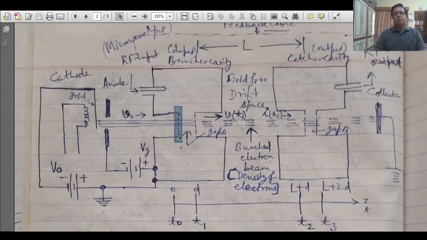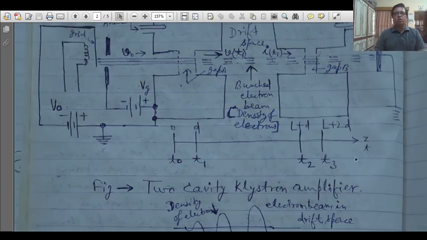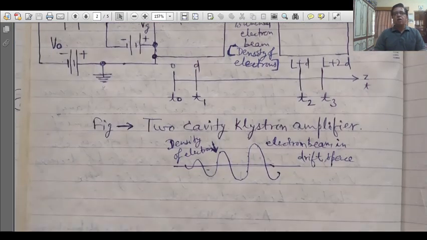Spacing between the different parts is given. Suppose that this position is at 0, this position is at D, and this is L plus D, and this is L plus 2D, at different times T0, T1 and T3, and the corresponding times are also given. And this curve shows the density of electrons. In the drift space the density of electrons is maximum here.